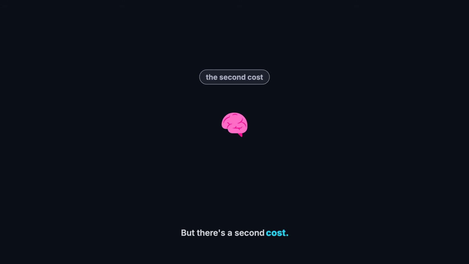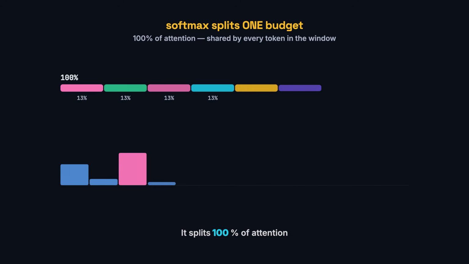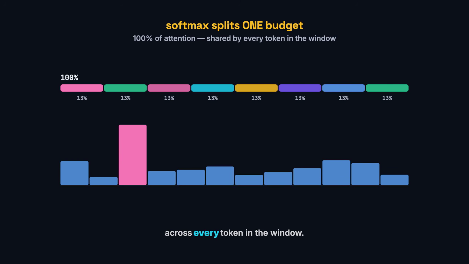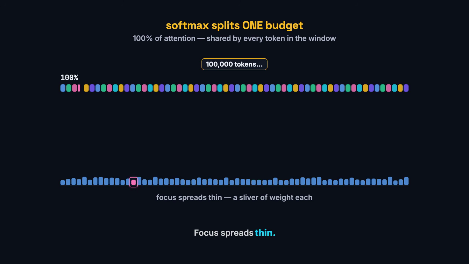But there's a second cost. Long chats don't just get slower, they get dumber. Think about what softmax does. It splits 100% of attention across every token in the window. 100 tokens? Plenty of focus for everyone. 100,000? And Max, way back at message 3, is fighting an enormous crowd for a sliver of weight. Focus spreads thin. Distant details start to fade.